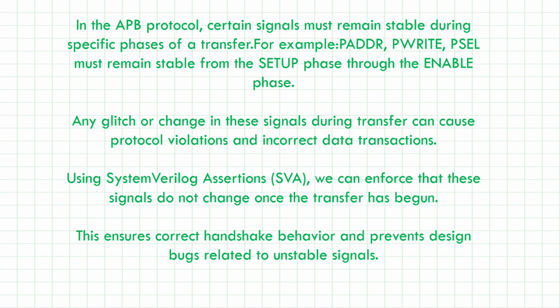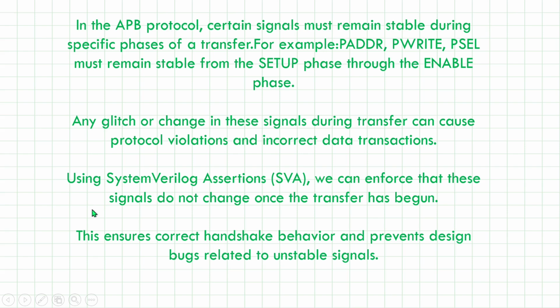Now we will check our signals, whether a signal should be stable for that part of the phase or should be unstable. Any glitch or change in a signal during transfer can cause a protocol violation and incorrect data transaction. The FSM says that if these signals are 00, then the idle phase will be there, like PSEL or PENABLE. But it doesn't say what our other signals are doing when these two signals are there. So we will check our other signals as well.